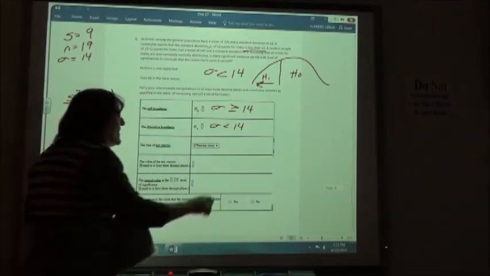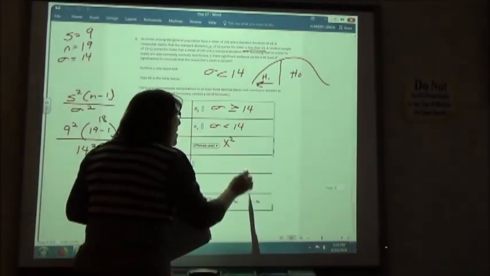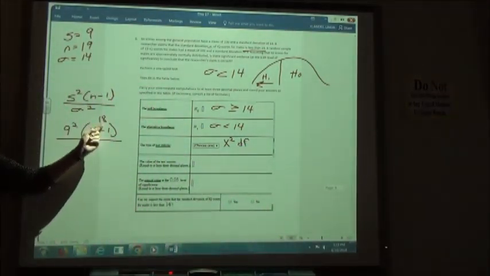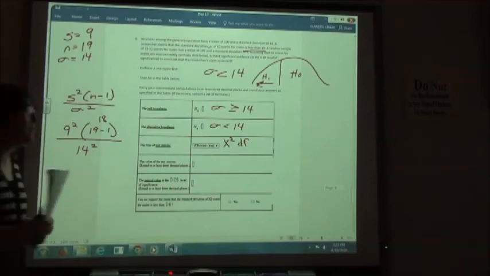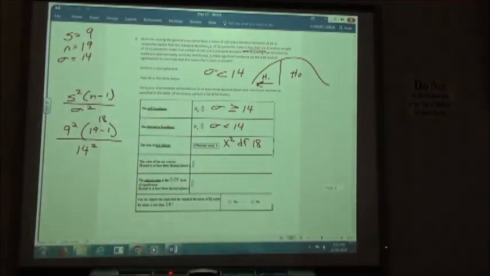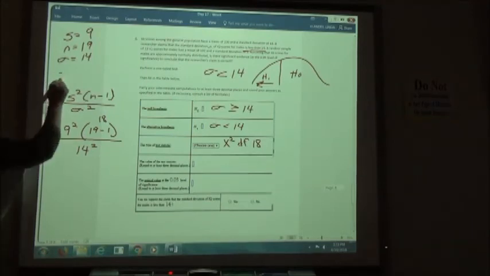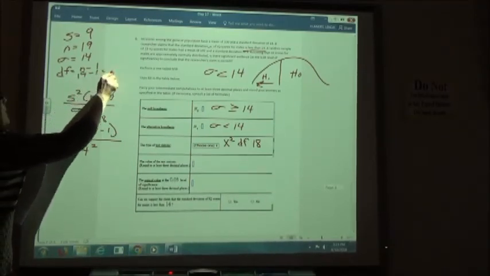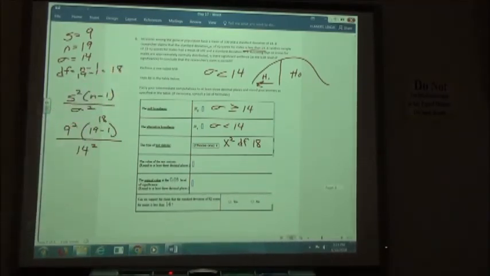My test statistic is the chi-squared. The degrees of freedom is my n minus 1, so my degrees of freedom is going to be 18, right? Probably should put that in there. So we're going to do 9 squared times 18 divided by 14 squared to find the value of our test statistic.